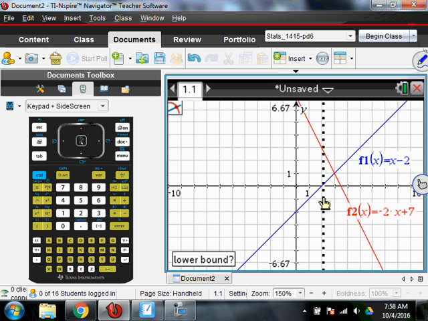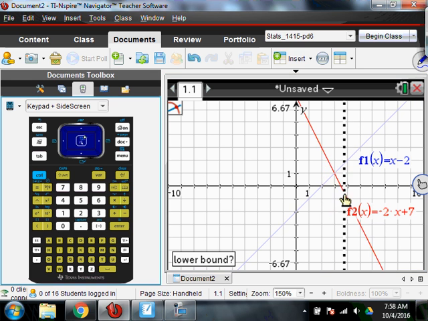The calculator's asking you a question. It's saying lower bound, question mark. It's saying is the little pointing finger to the left of the intersection point? Is it? If it is, go ahead and press enter. So it is. My vertical line right here is to the left of the intersection point. So I'm going to press enter, and that sets the lower bound.